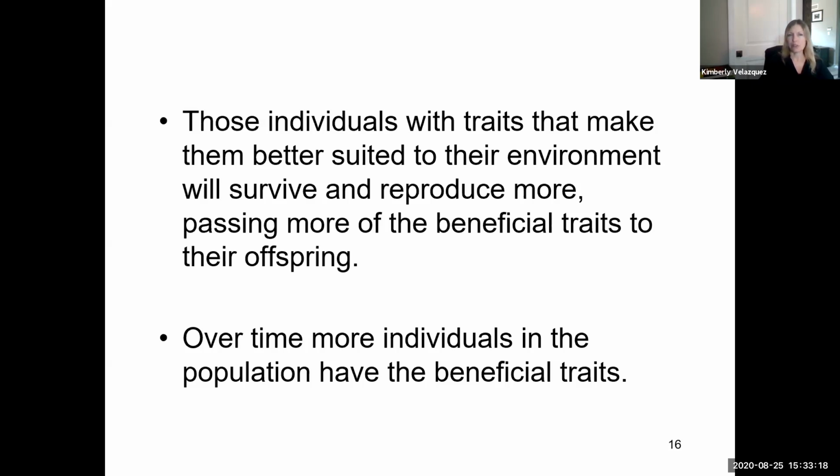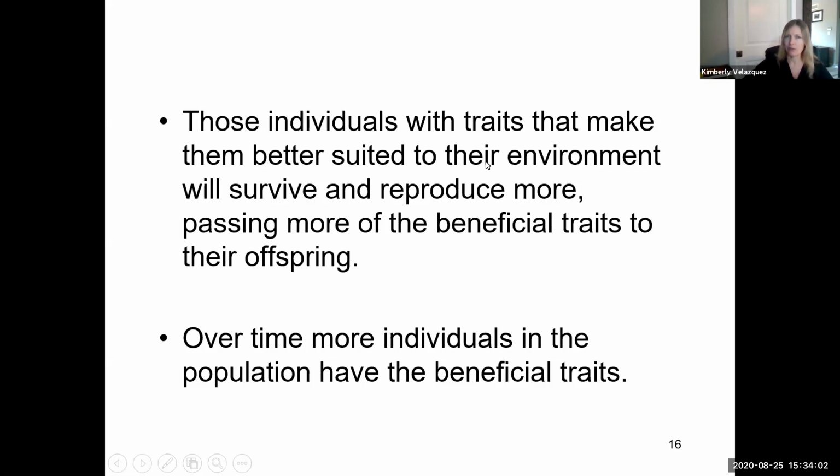He concluded that those individuals with traits that make them better suited to their environment will survive and reproduce more. So the survival part isn't actually nearly as important as the reproduction part. This reproduce more is the key part of natural selection. Because if these organisms survive and reproduce, they will pass on those beneficial traits to their offspring. And over time, more individuals in the population are going to have those beneficial traits. In other words, those beneficial alleles become more common in the population over time. That is what we call natural selection.